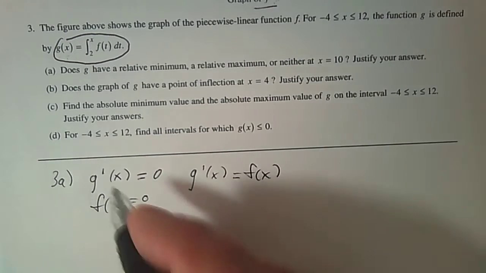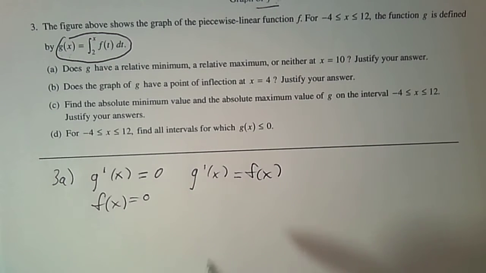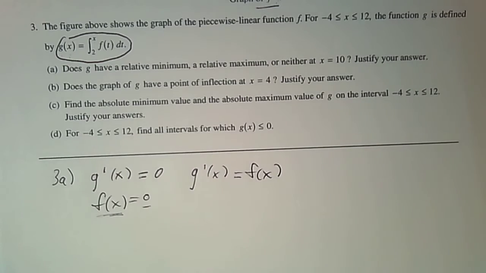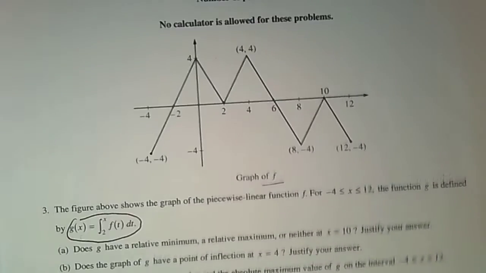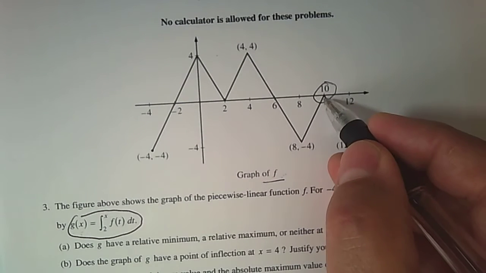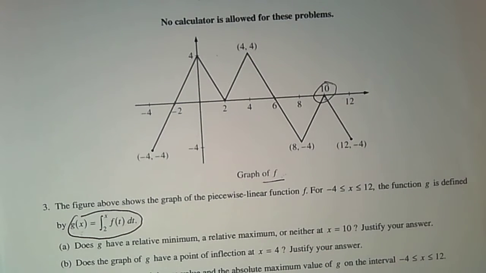So when I look at the function, it's not going to be a max or a minimum if f at x doesn't equal 0 there. So let's look at it again. When x equals 10, is the function equal to 0? And the answer is yes. But that's not the only part.